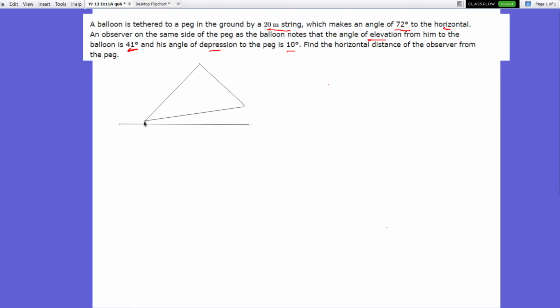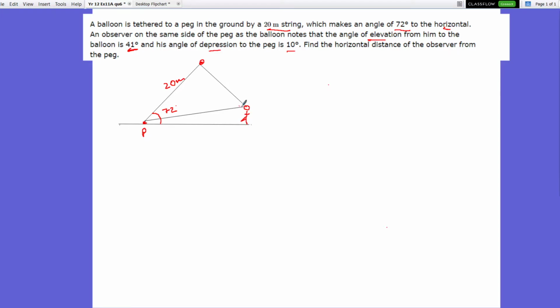So let's call that the P, the peg. So this is the peg, and the balloon is here. Okay, this is 20 meters string. Okay, and the angle it makes with the ground is 72 degrees. And this is the gadget here on the right of the peg.